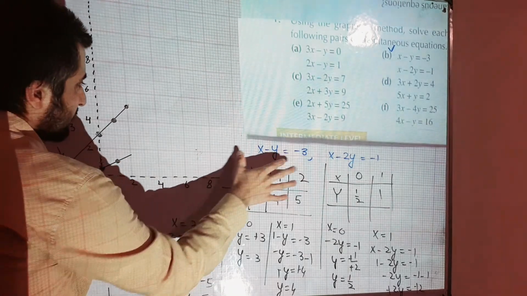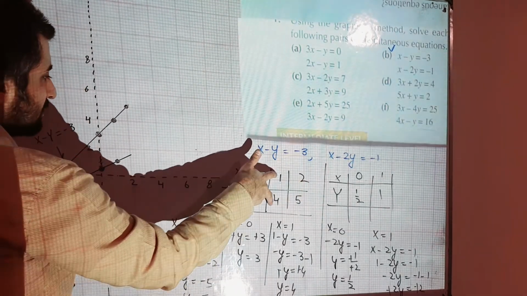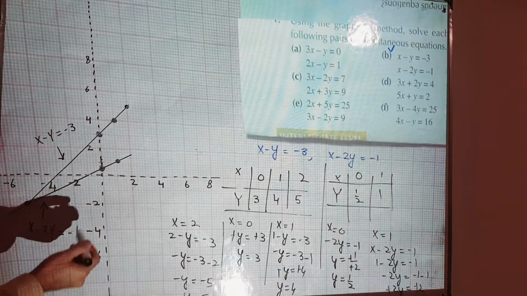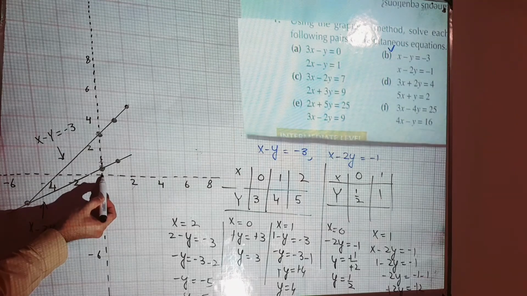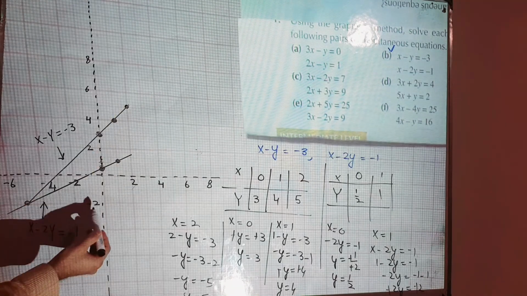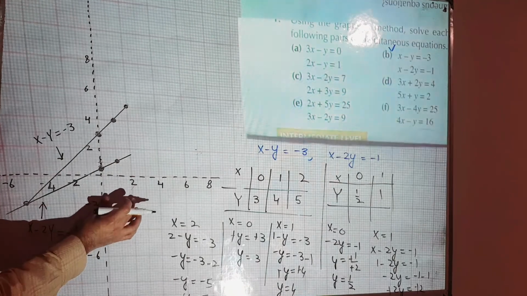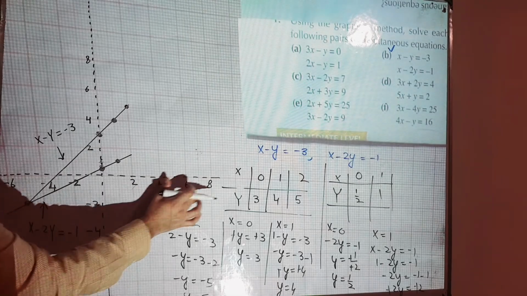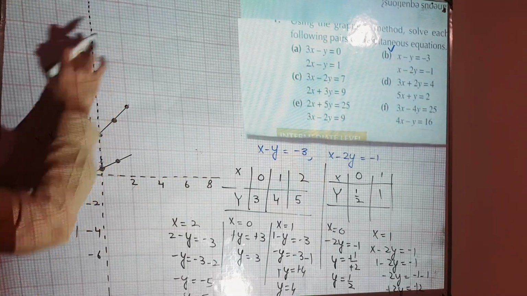Now for this equation, we have got these 3 set of points. Now where is 0, 3? This is x, this is y. So we have got a scale where each unit is 2 basically. This is 2, this is 4, this is 6, this is 8.